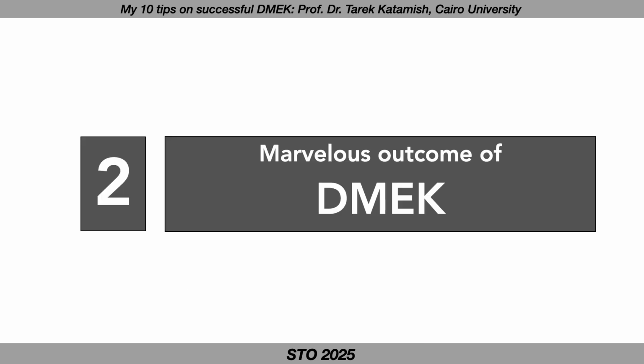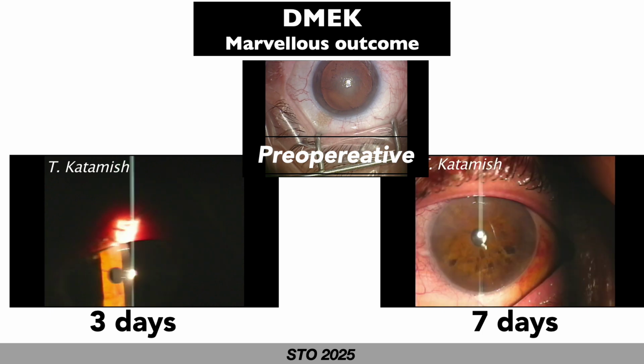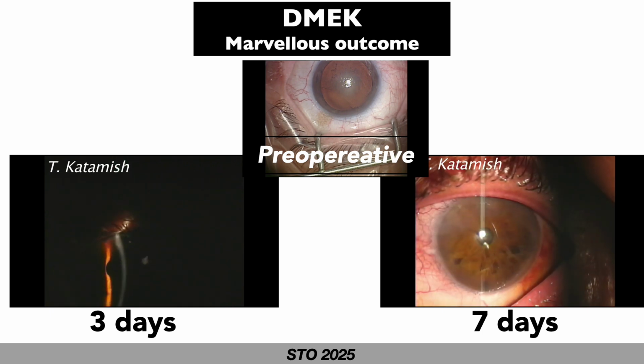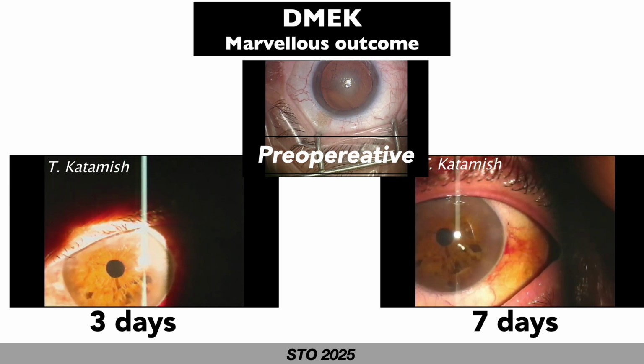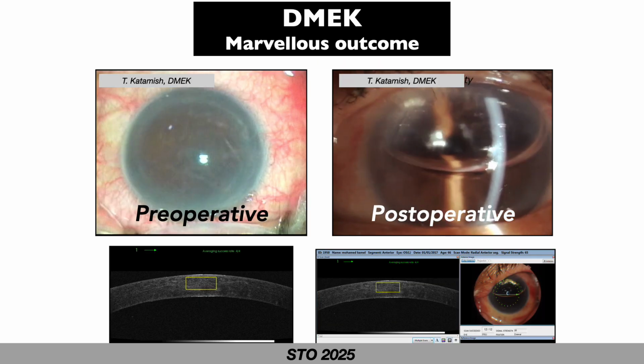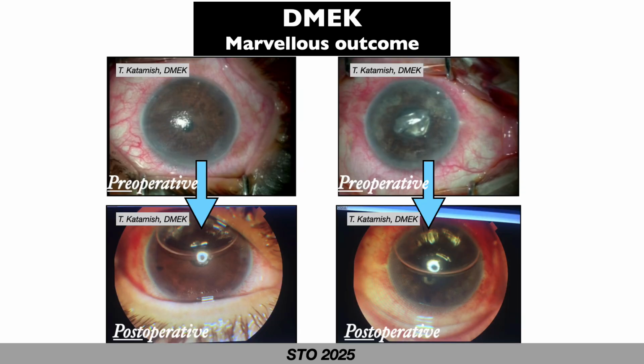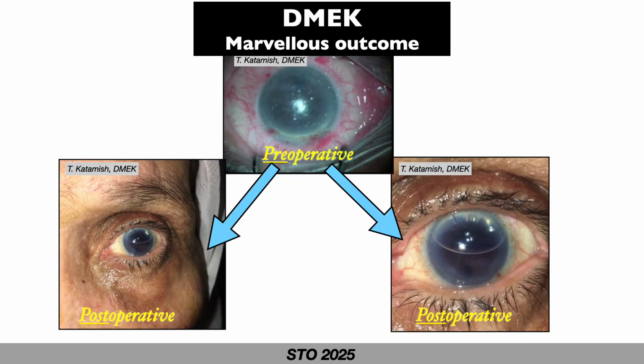The second point for why we do this tough operation is the marvelous outcome and the very fast recovery of DMEK. So watch these cases, this triple phaco DMEK, and see how beautiful the cornea is after only a few days. Again, the cornea is compact very early, and the air bubble is still there. Here are another two examples of the very fast recovery, no sutures, a sutureless operation.